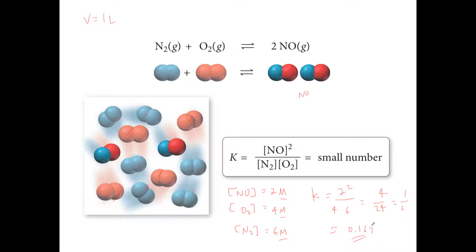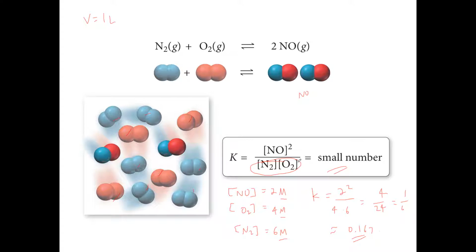Okay? And so that's a relatively small number. Can you see that that's between 0 and 1? So a small number means that the products are mostly not going to predominate. This is what's going to predominate, right? If you have a big denominator, that gives you a small number. Okay, so that's what that means.